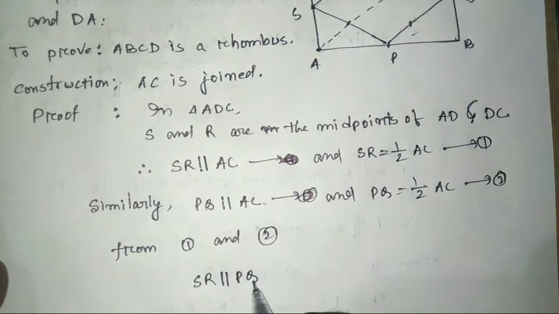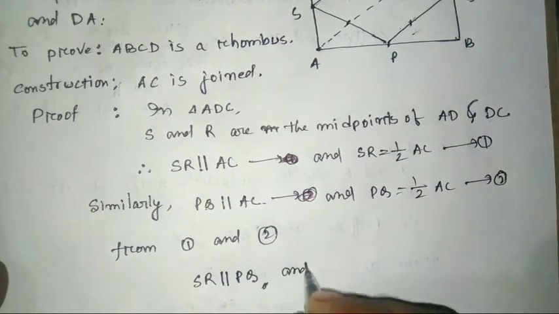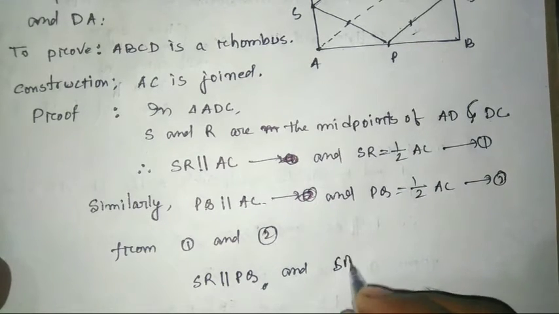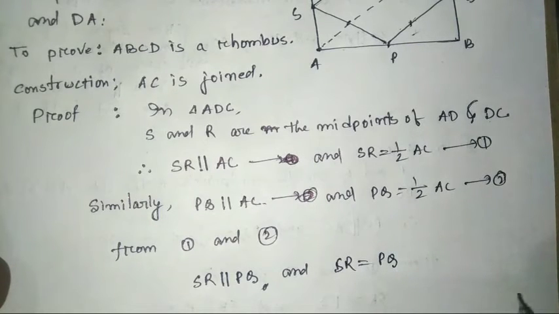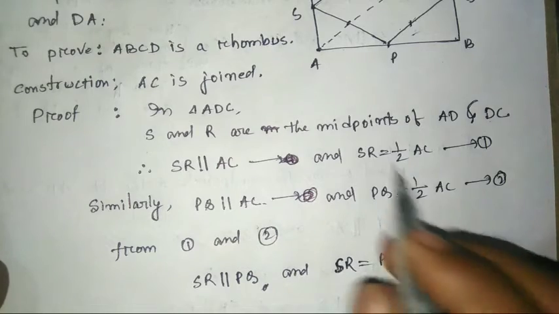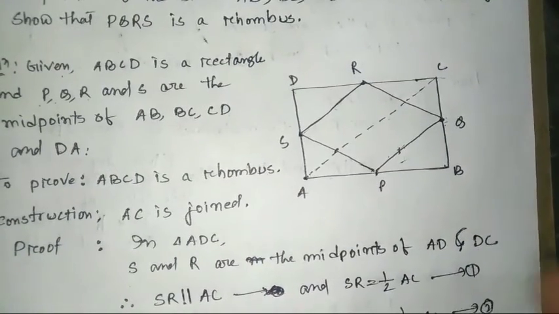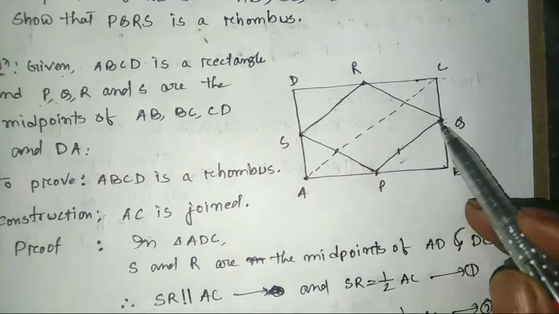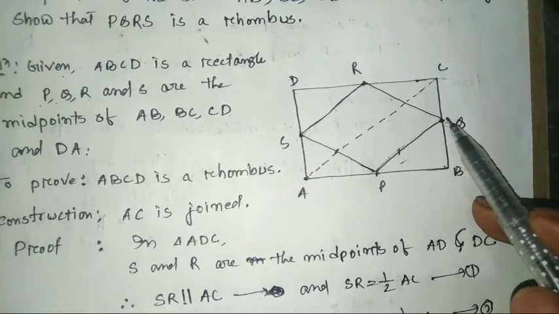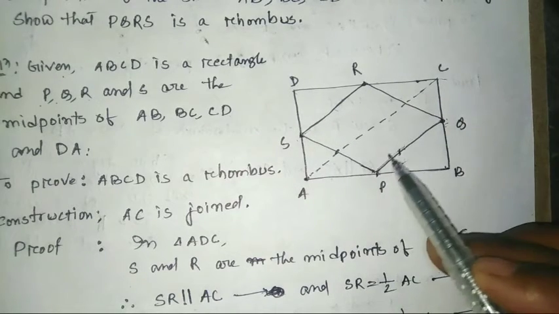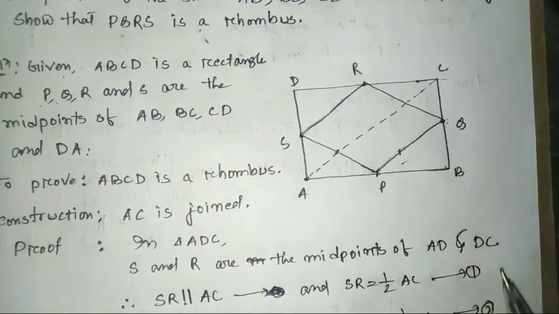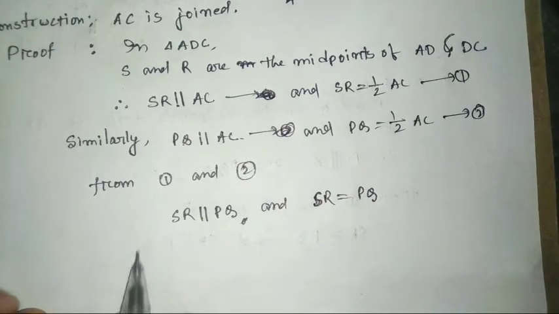So SR and PQ are also parallel, and SR is equal to half of AC, PQ is equal to half of AC. So SR is equal to PQ. Yes or not? Yes. Now see, in quadrilateral PQRS, SR is parallel to PQ and SR is equal to PQ. As in the previous sum, one pair of opposite sides are becoming parallel and equal. So PQRS is a parallelogram. Yes or not?